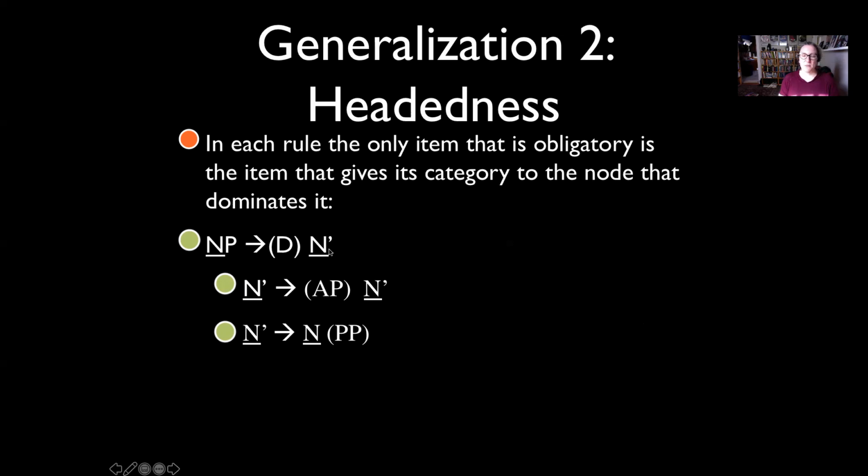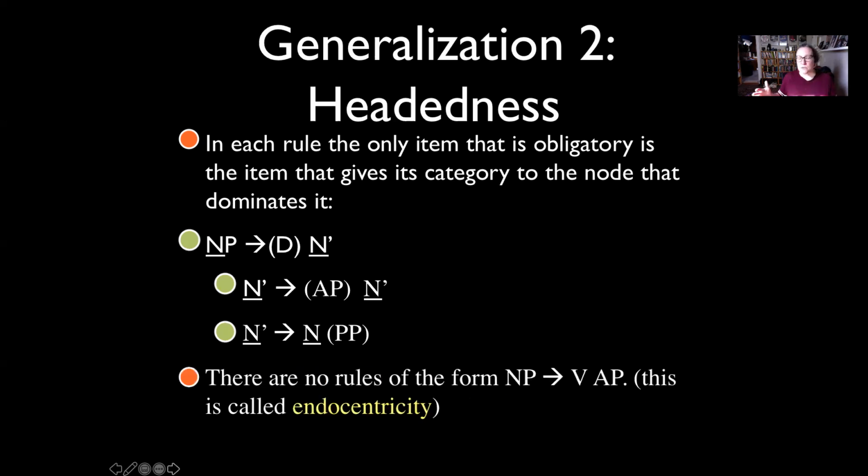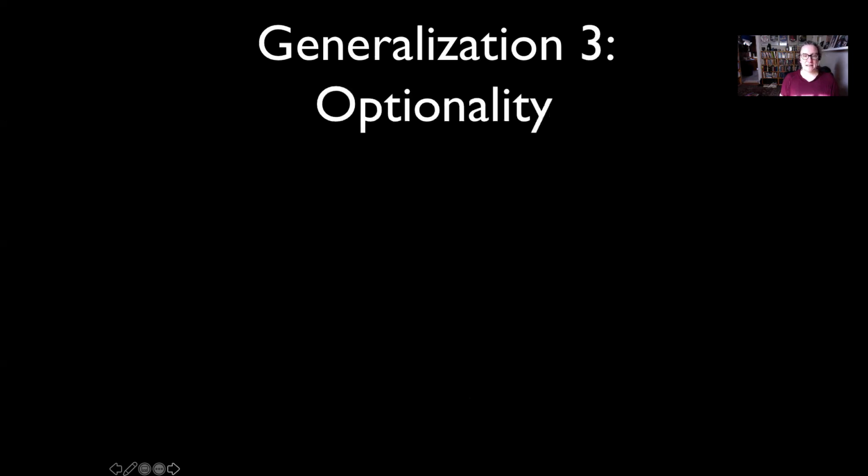So the NP is a determiner and an N bar. The N bar is however many adjective phrases, and the N bar is a noun and a prepositional phrase option, right? So the N is the only required element here. There are no rules where a noun phrase requires a verb or an adverb or adjective phrase, and this is called endocentricity. Endocentricity just means that the only required element of the phrase is whatever gives the phrase its name, right? Nouns for noun phrases, verbs for verb phrases, like that.